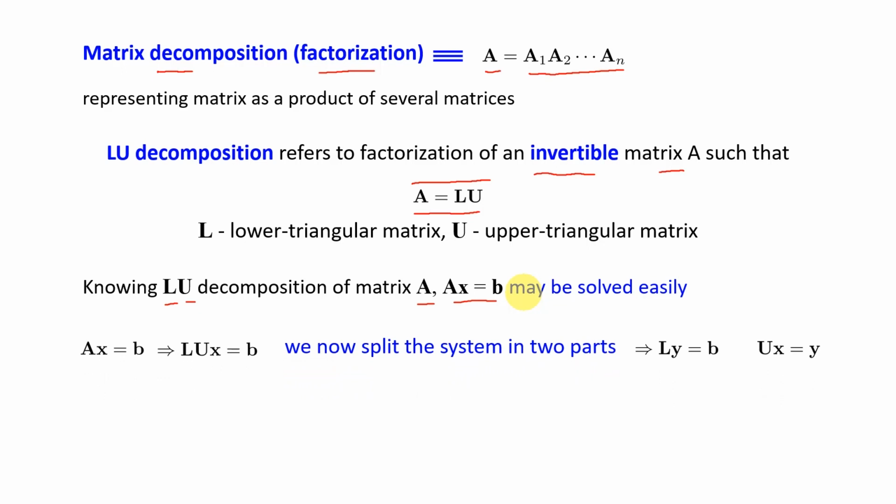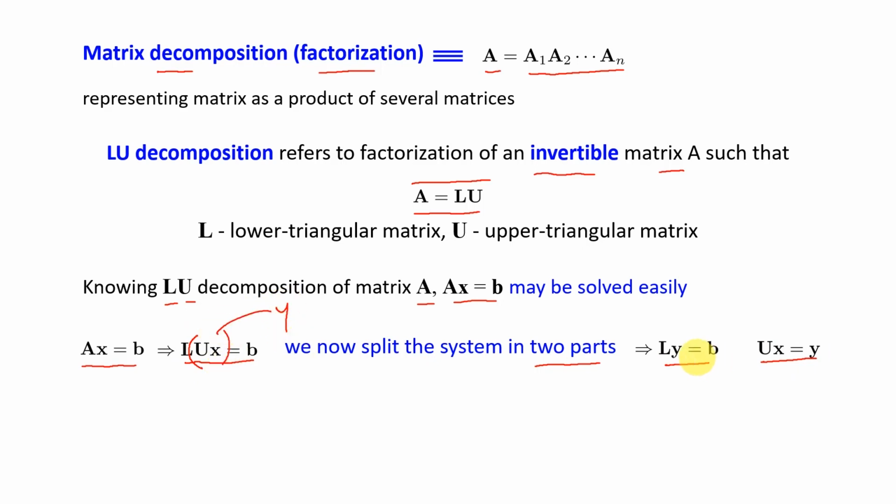Let us say that for this situation Ax equal to b, we know that A can be expressed as LU, and we know both lower and upper triangular matrices. Therefore, we can write this system as LUx equals b. Once we have written LUx equals b, we can now split the system in two parts. The first part is Ly equals b and Ux equals y. So essentially we take this Ux and we write it as y.